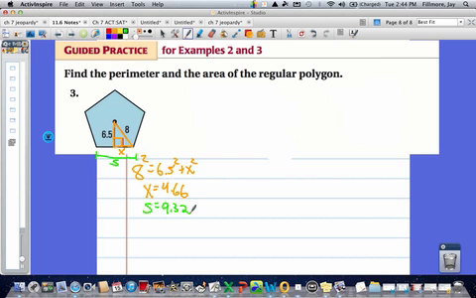And since we know the side length, we can find the perimeter. Perimeter equals the side length times the number of sides. So perimeter is the side length times 5 because this is a pentagon. So the perimeter here is 9.32 times 5, which is 46.6. And in this case it's just units.